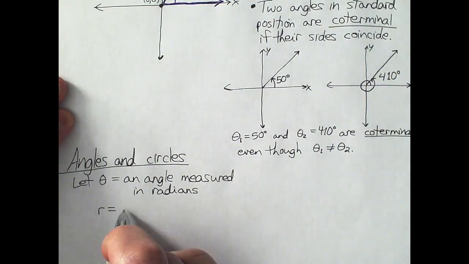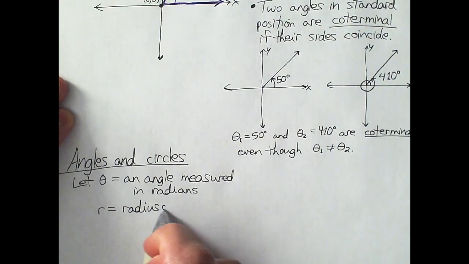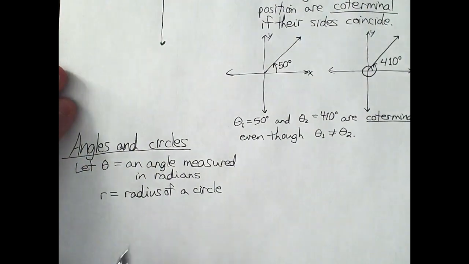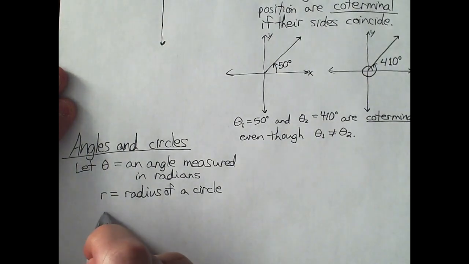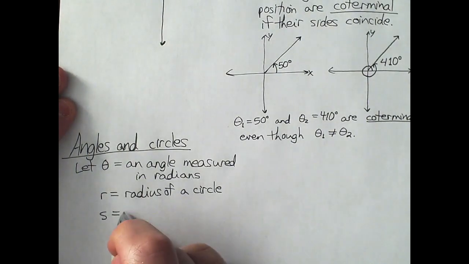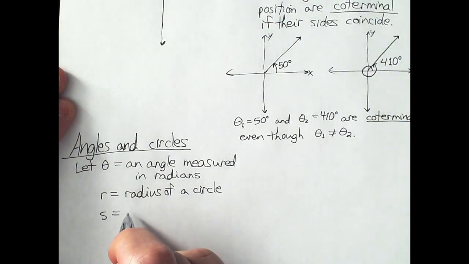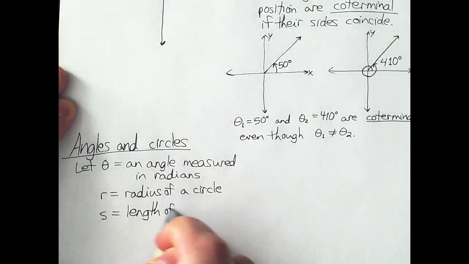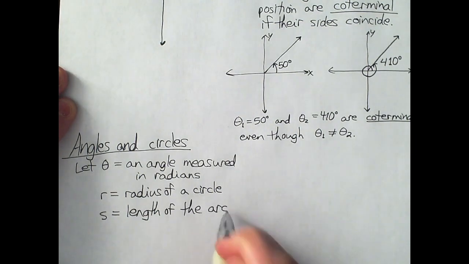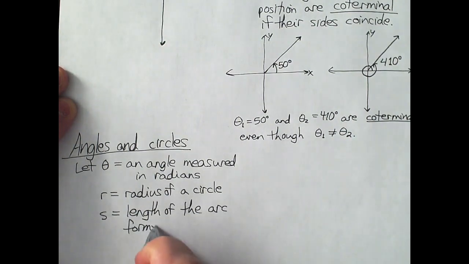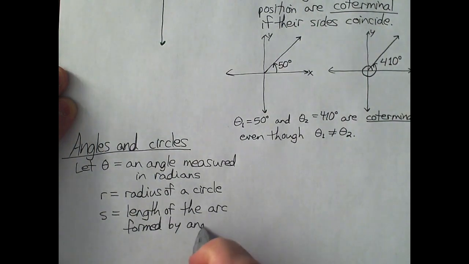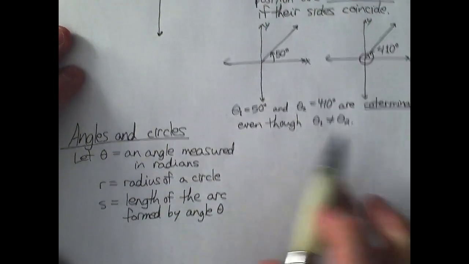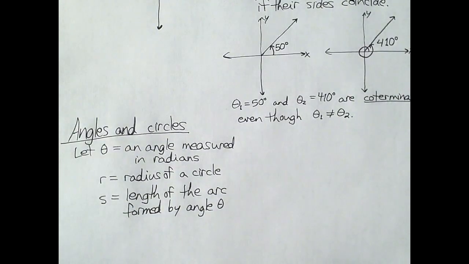Let r equal the radius of a circle. And we're going to draw a picture of this too. If it's not clear what S is, it'll be clear in a moment when I draw it. S is going to be the length of the arc formed by the angle theta. So I'm about to draw a picture of this scenario.